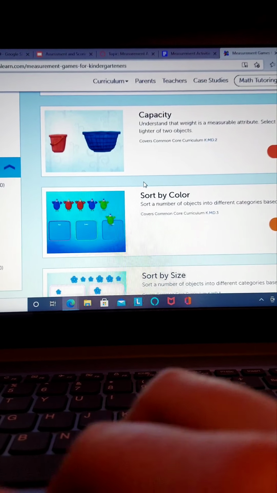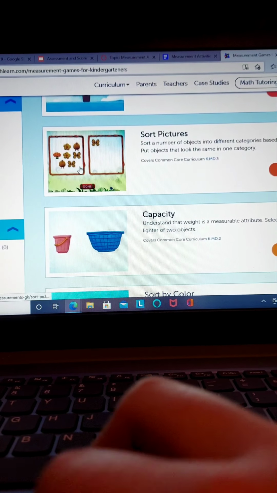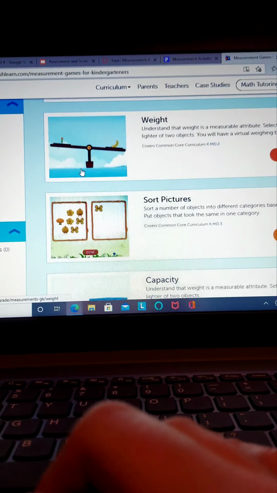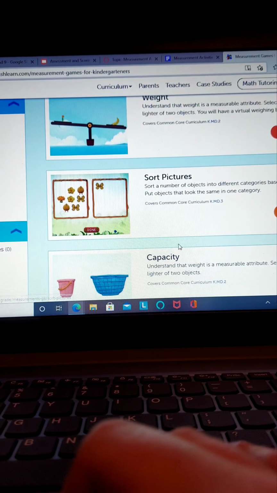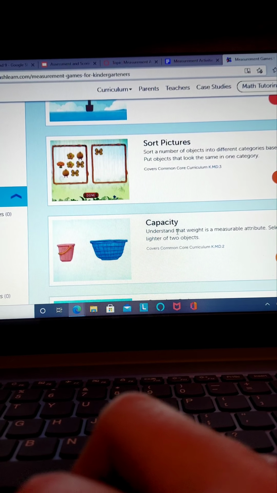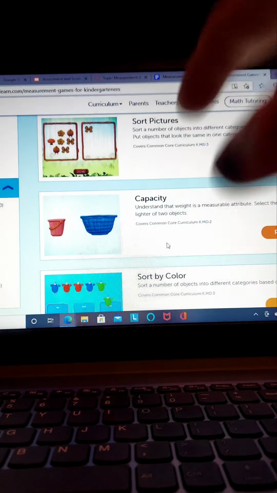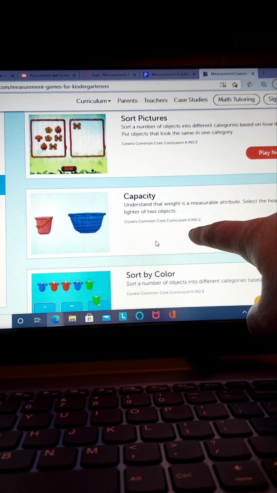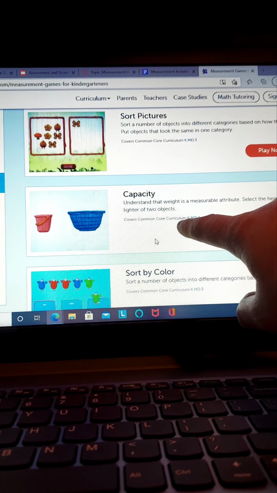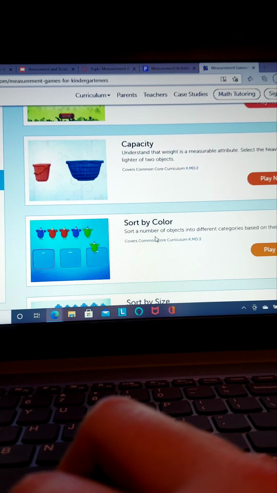It keeps going. You can even come over here and you can change your grade level, make it a little bit more difficult. Like I said, there are other options on here. I did go to grade 2 and found another capacity game that's very, very similar. And over here, this website also does show the standard. This one says covers Common Core Curriculum K.MD.2, and it does that for all of them.